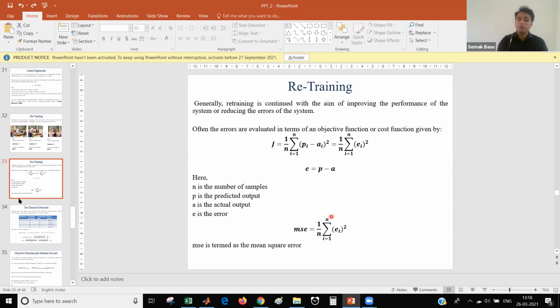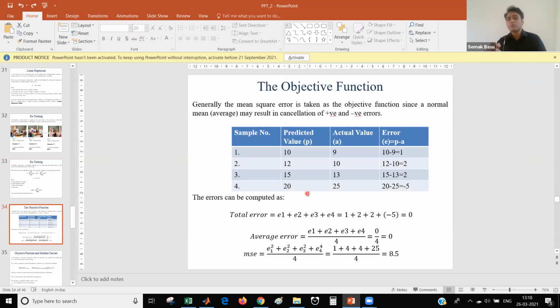What do I mean by that? I'll tell you. So let us say these are the prices of the houses for the next 4 months. The predicted value is 10 lakhs and the actual value is 9 lakhs. What is the error? 10 minus 9, that is 1 lakh. Say in May, the predicted value is 12 lakhs. Actual value is 10 lakhs. What is the error? 12 minus 10, that is 2 lakhs. In June, the predicted value is 15 lakhs. Actual value is 13 lakhs. What is the error? 15 minus 13, that is 2 lakhs.